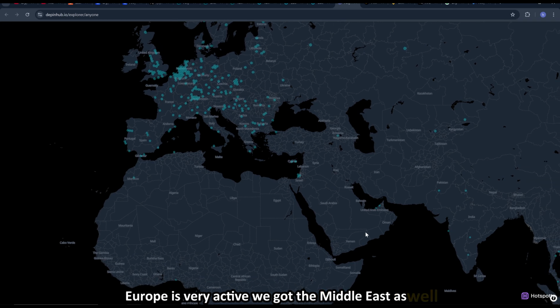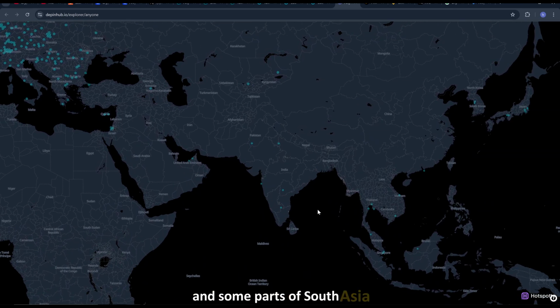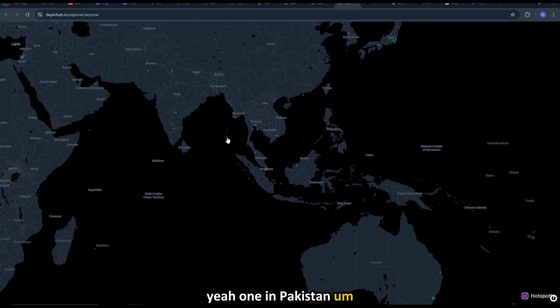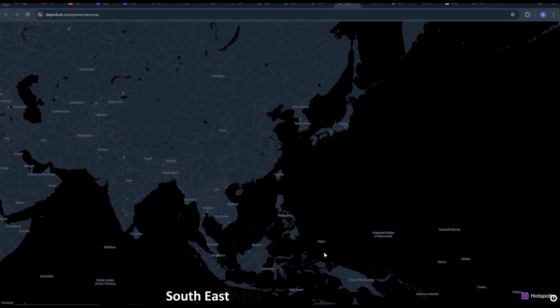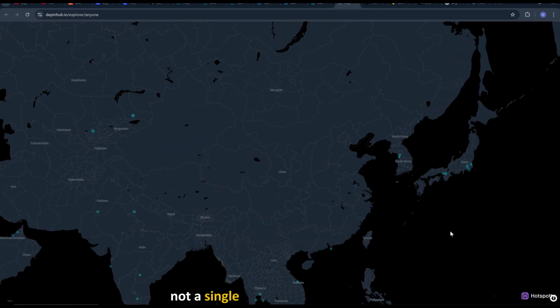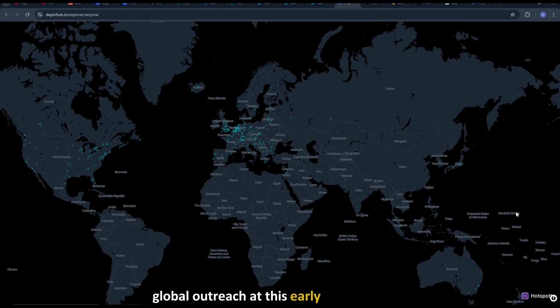We've got the Middle East as well, and some parts of South Asia. I can see a few in India, and is that just one? Yeah, one in Pakistan. Australasia is also covered, Southeast Asia and East Asia too. Wait, I'm getting carried away. I'm going to end up listing every single country. Not a single one in China though. Huh. What a surprise.